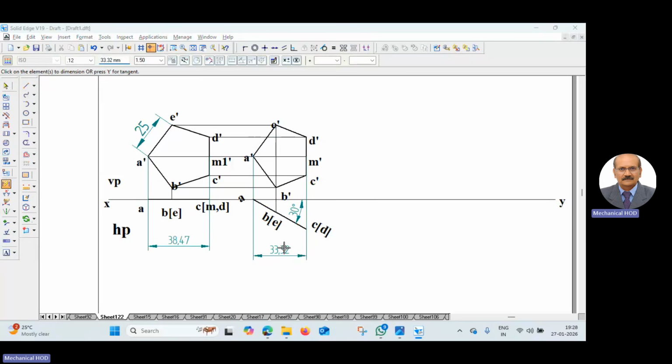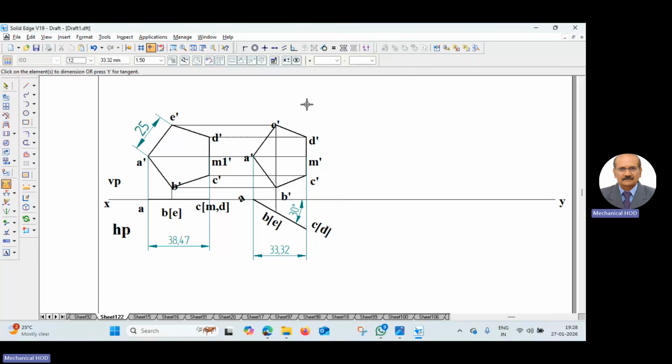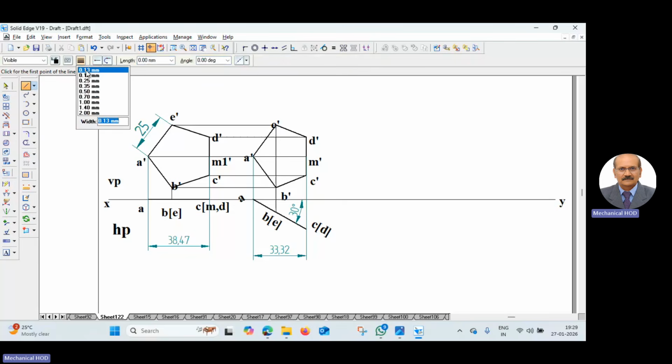But in this question, he is telling that the perpendicular bisector passing to the edge, passing to the corner on which the laminar rests appears to be inclined at 30 degree. Appears, not making an angle, it appears to make an angle. So apparent angle is already given here. So we don't need to find the beta angle, even though the length of the perpendicular bisector is changing, because it appears to make an angle of 30 degrees given here. So just draw a 30-degree line.